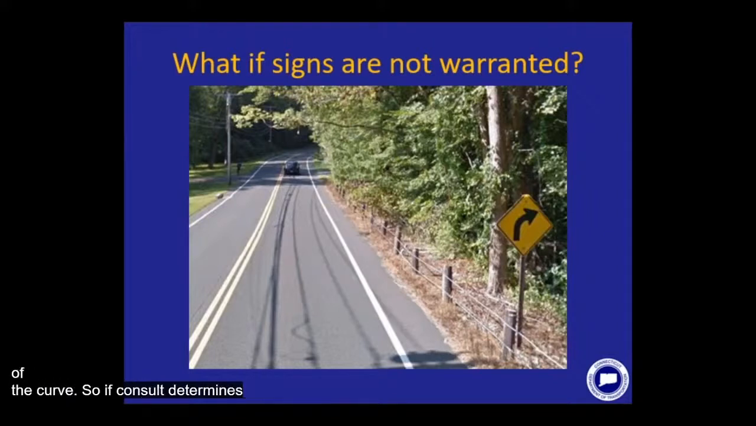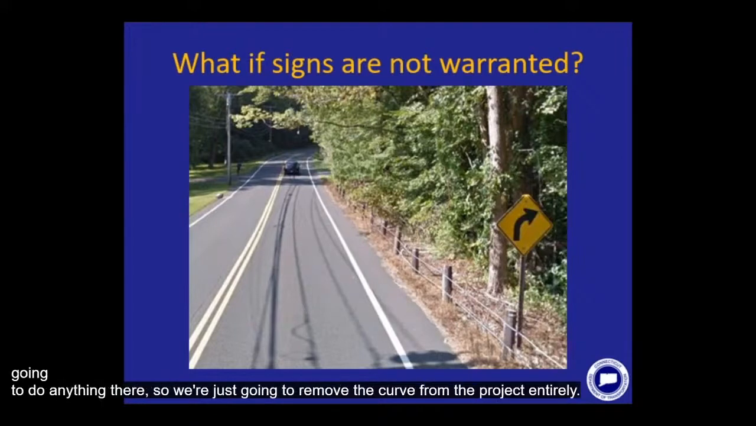So if our consultant determined signs were not warranted at a particular curve location, then that curve fell into one of two categories. There were curves where no signs currently exist, in which case we're just going to leave that curve as is. We're not going to do anything there, so we're just going to remove the curve from the project entirely.